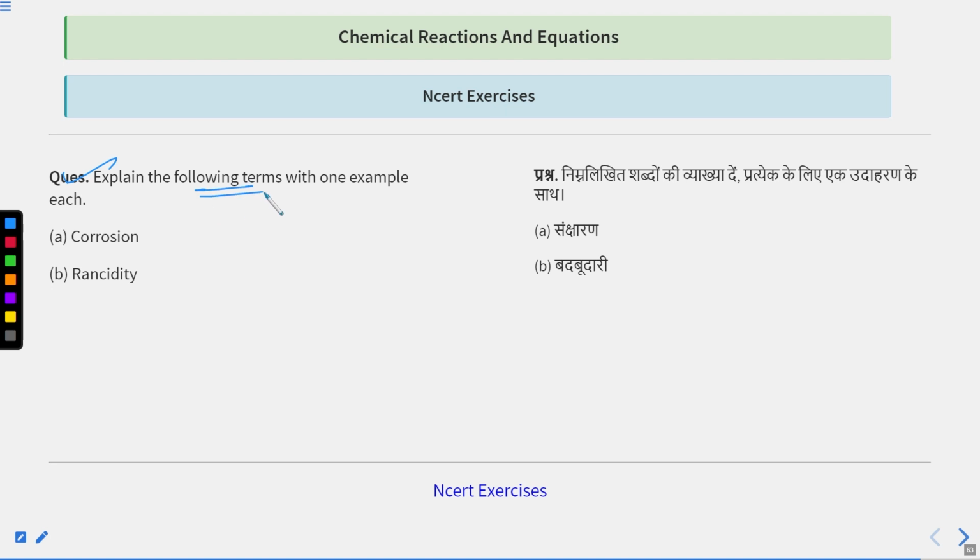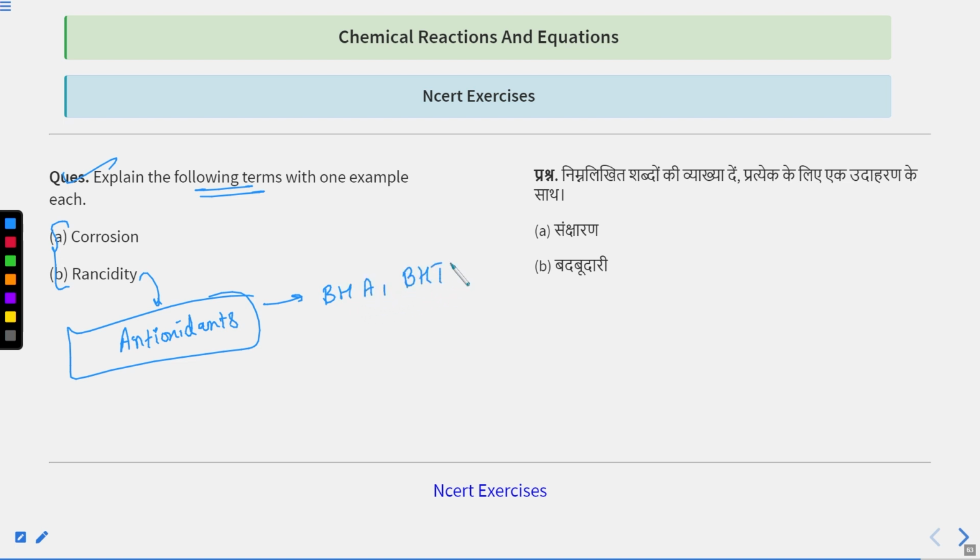Next question is, explain the following terms with one example of each: corrosion and rancidity. Do you know what antioxidants are? First of all, I want to tell you what antioxidants are. To avoid rancidity, we can use antioxidants. Nitrogen also acts as an antioxidant because it is preventing the oxidation. Apart from this, BHA and BHT are some famous antioxidants that are used, like butylated hydroxyanisole and butylated hydroxytoluene. Right? These are some examples of antioxidants.